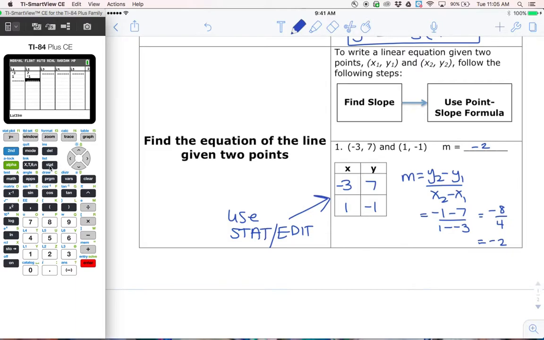So I got stat edit. Now I go back to stat. We're done editing. So click over to calc. And which one do we want? Option 4, right? LinReg. There we go. Don't forget you just want to go down to calculate. And I have my equation, right? That's it. We knew the slope was -2. That's what our calculator is also telling us. And we're getting y equals -2x plus 1.